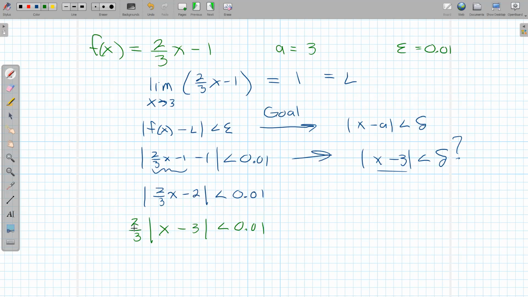And then I can take this 2/3 and multiply by the reciprocal on the other side. And that's going to give me x minus 3 is less than 0.01 times 3/2. Now, 3/2 is 1.5. And if you take 1.5 times 0.01, then you're going to get 0.015, which is the number we found on the other page.